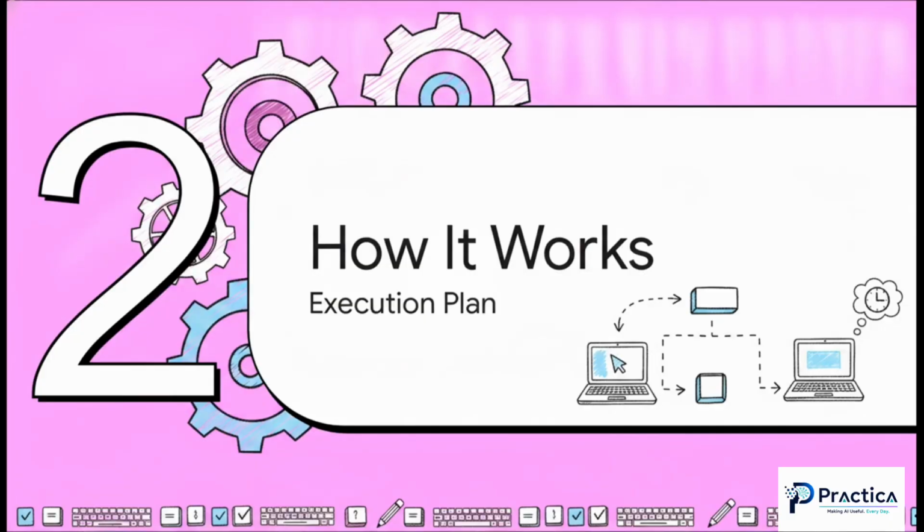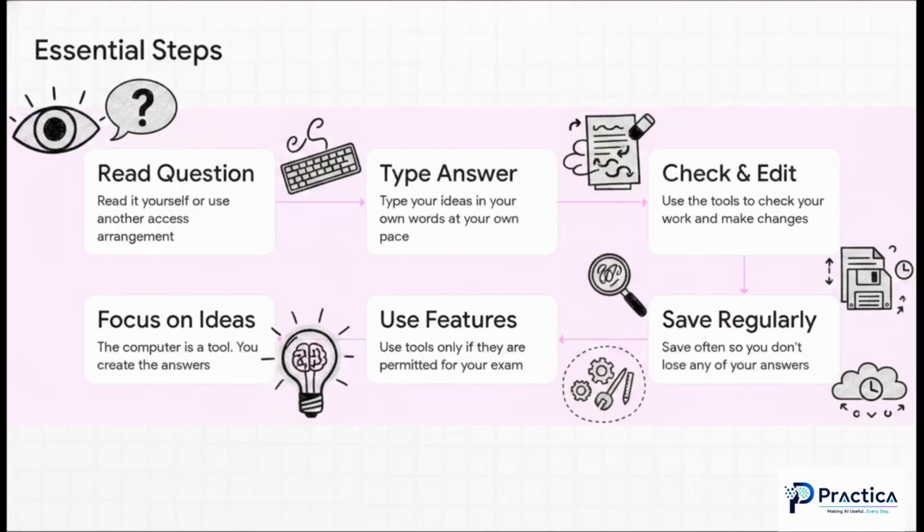How it works, your execution plan. When you finally sit down at that desk on exam day, you need a precise game plan. Here are your 6 essential steps, chronologically. Step 1. Read the question carefully. Do it yourself or use another access arrangement if you need to. Step 2. Type your answer. Put your ideas into your own words without all that physical strain of handwriting.